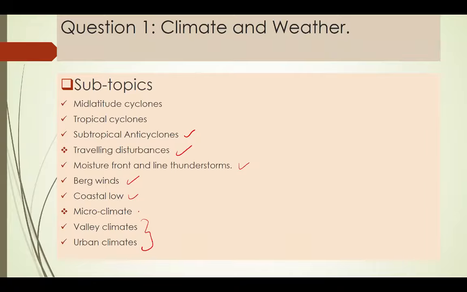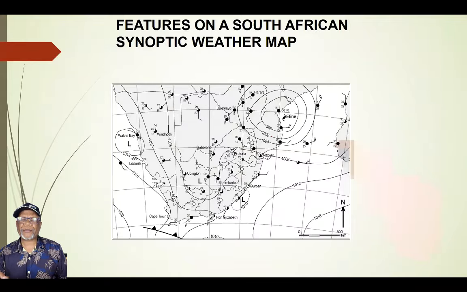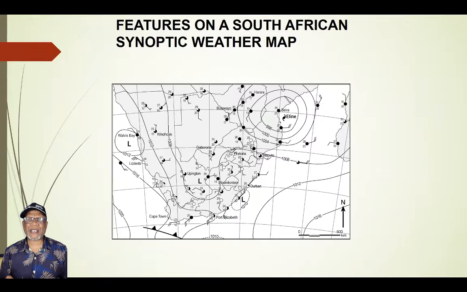But before we go to that, let's look at the synoptic weather map. Most of the climate questions will have something to do with a synoptic weather map. This is a normal synoptic weather map that you can expect, and then you should be able to identify what is the season represented on this synoptic weather map.